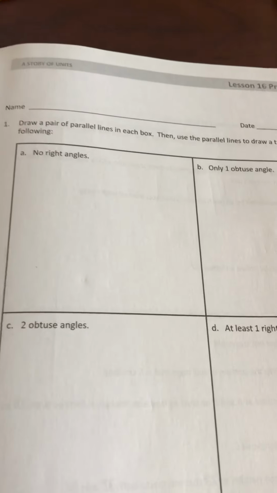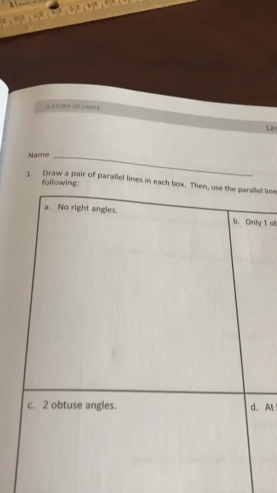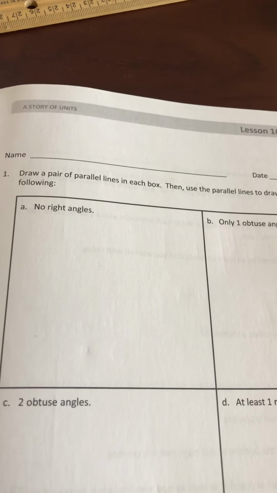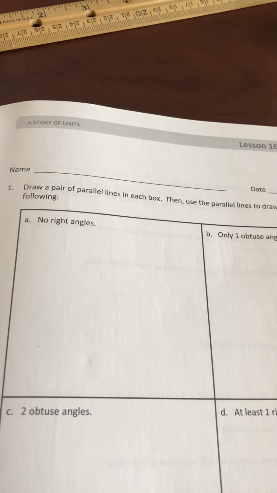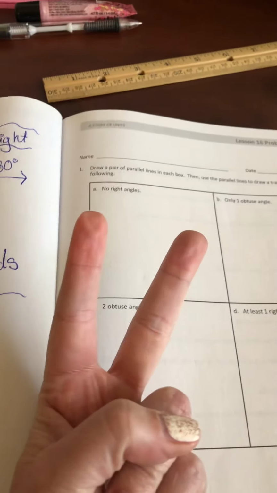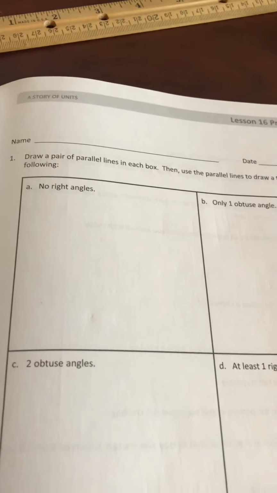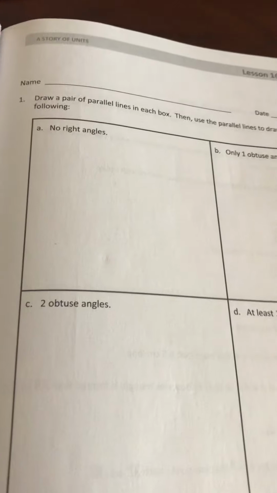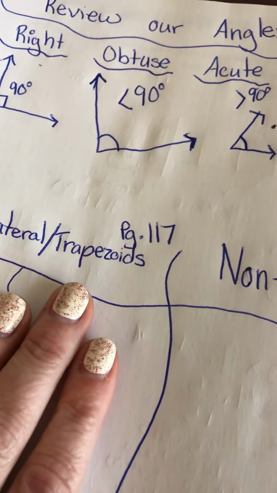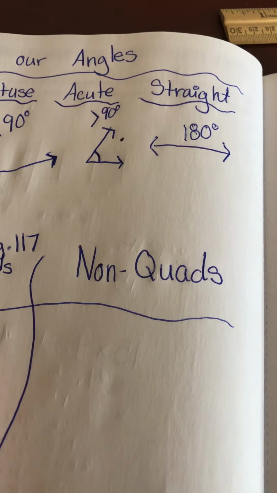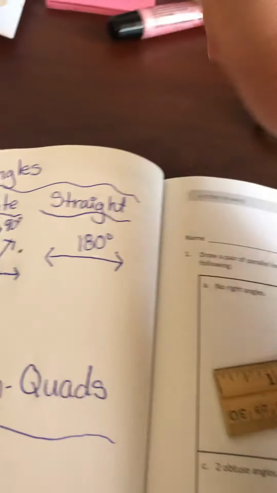So let's get our ruler straight edge. For all these problems, you're going to draw a pair of parallel lines in each box. A pair is two. Then use the parallel lines to draw a trapezoid with the following. So just do your best on this, you guys. The whole objective is just to make sure that you know the difference between trapezoids and non-trapezoids. All right, so good luck with holding a phone and drawing parallel lines.